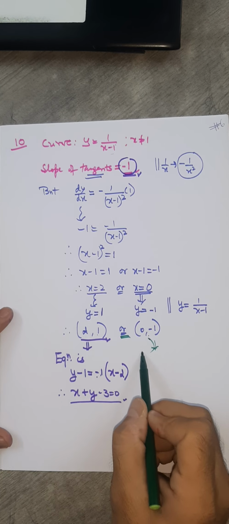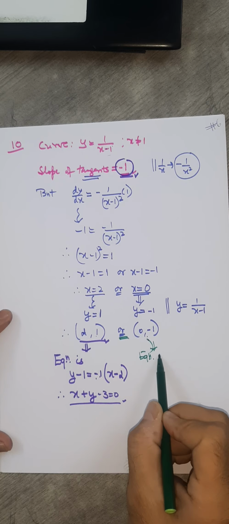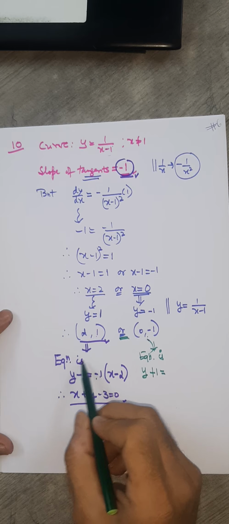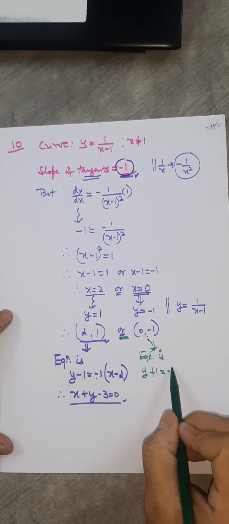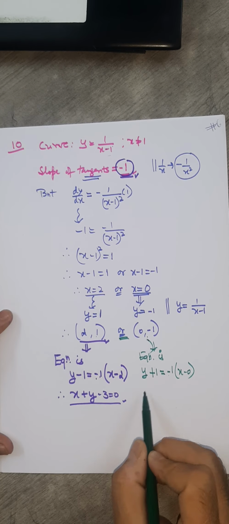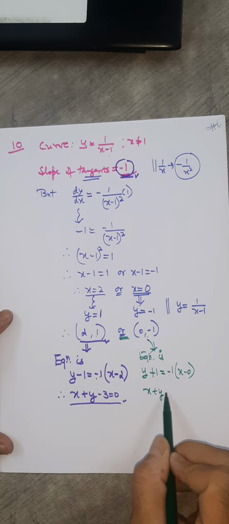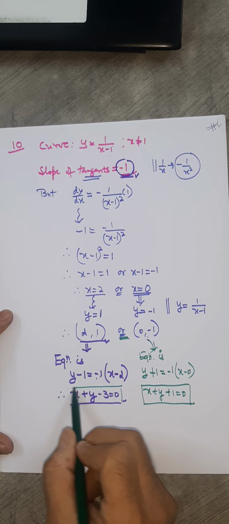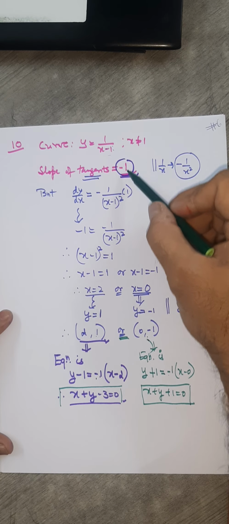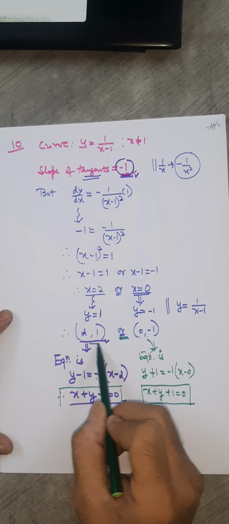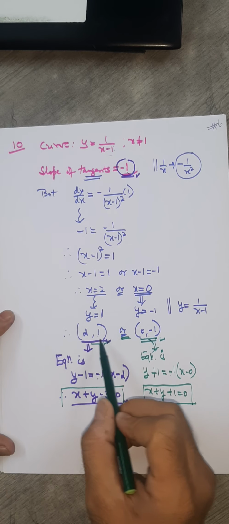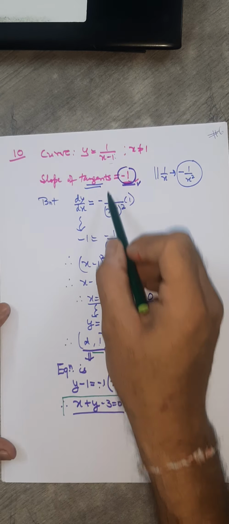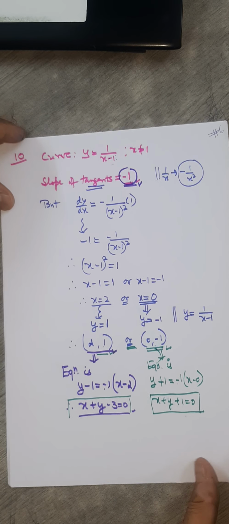Over here, what's the equation? The equation is y minus y1, so here plus 1. The slope, you know, is minus 1, into x minus 0. So here you will get x plus y plus 1 equals 0. These are the tangents to the above curve with slope minus 1, and these are the points of contact. So up to this is the previous question. Here the slope minus 1 was given ready.